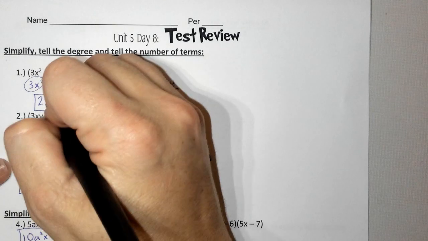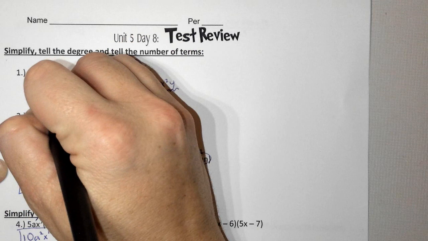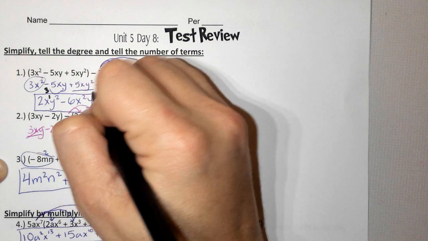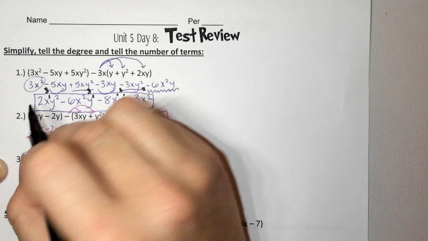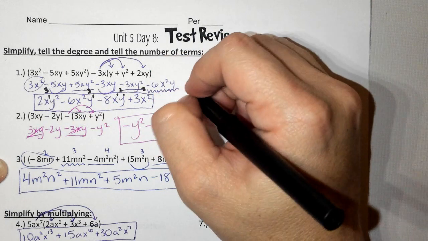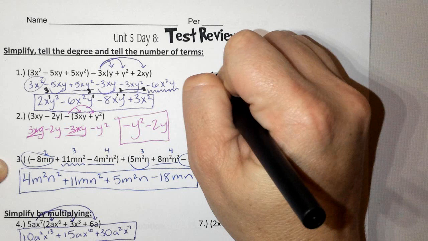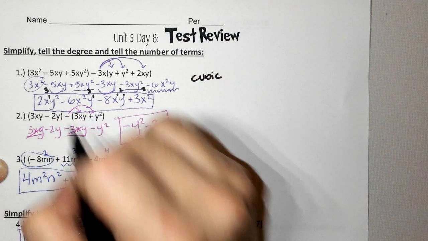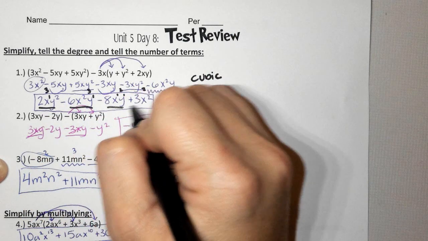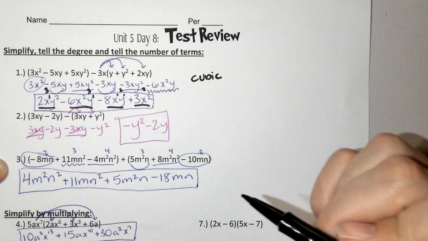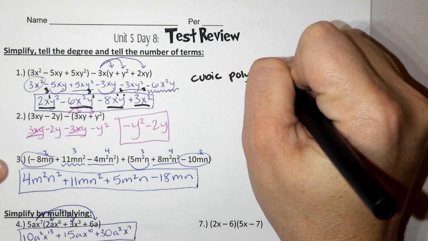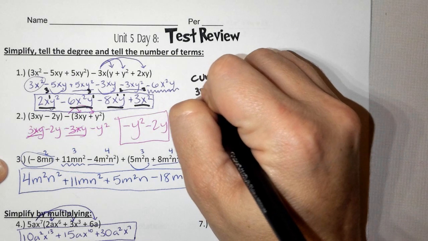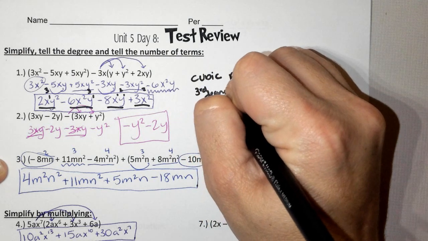This is a degree of 1, 2, 3. This is a degree of 1, 2, 3. This is a degree of 1, 2. This is a degree of 2. So the highest degree, so this is a third degree, which is cubic. And it's 1, 2, 3, 4 terms. Remember, plus and minus separate terms. So we're going to call it a cubic polynomial, because it's third degree, 4 terms.